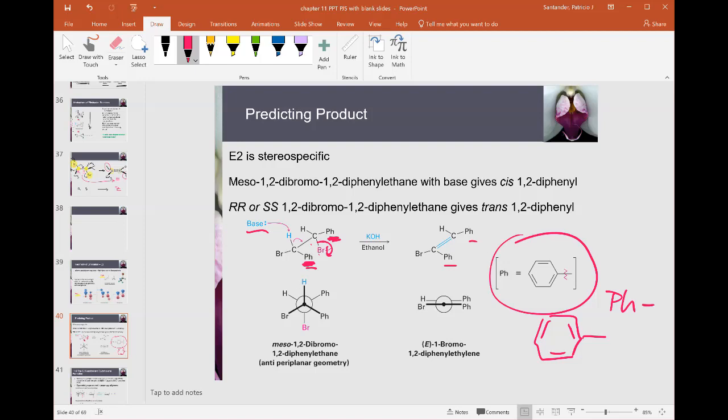And then what will be the configuration here in terms of E or Z? Most important group for this particular carbon atom, we have bromine and phenyl. Which one is more important? The bromine. And then in the other carbon atom, which are the most important groups? So we have hydrogen and phenyl. Well, obviously the phenyl is more important. And we have bromine and phenyl on opposite sides. So that's why we say this is the E stereoisomer, right?